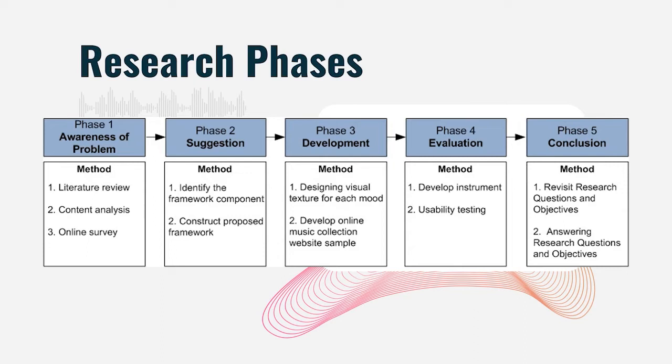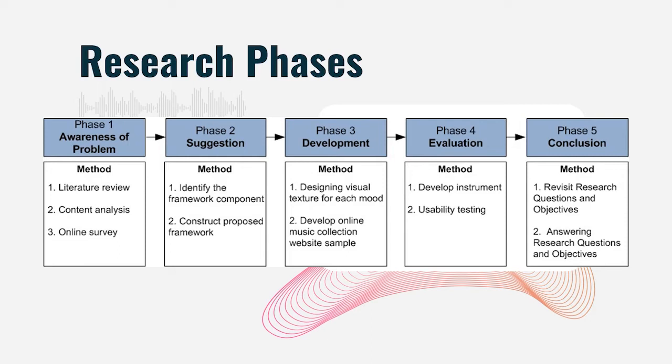In Phase 1, we did a literature review, content analysis, and online survey. We set up this online survey to determine which type of design element best represents a specific mood. We divided it into four sections: angry, sad, happy, and calm, and we asked respondents to choose which design element best represents the particular mood. In Phase 2, from the findings of the literature review and the online survey, design elements and music mood, we constructed the proposed framework.